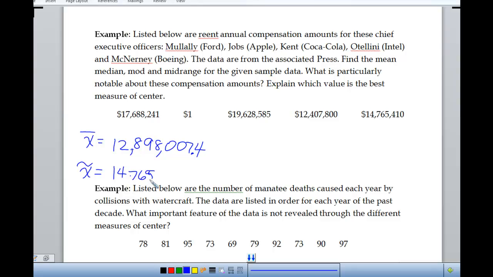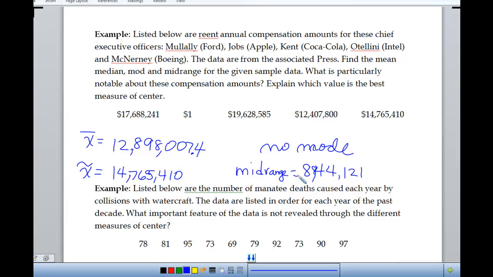14,765. Okay, 410. All right, very good. Mode, no mode. Okay, excellent. And what about the mid-range? 844,121. Okay, got it. All right, is that it?